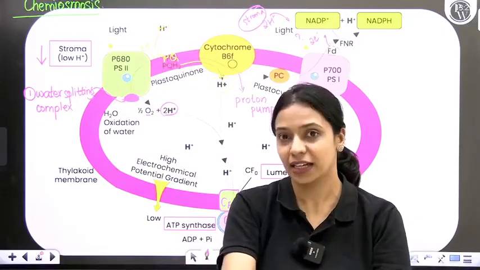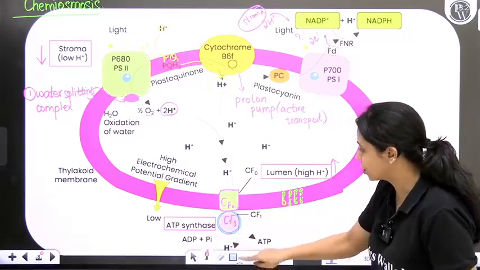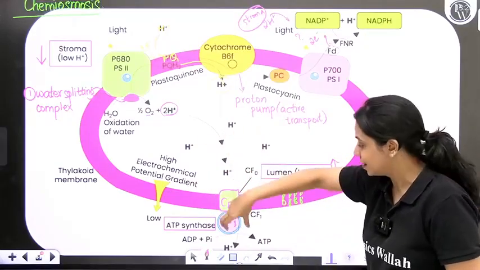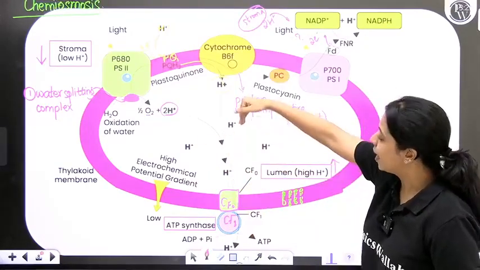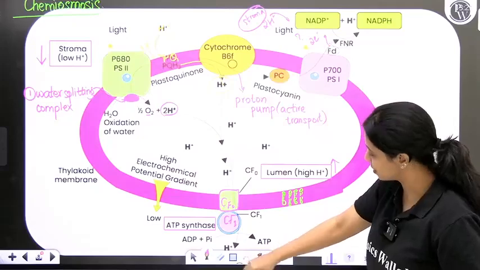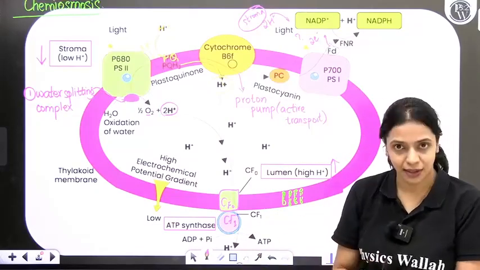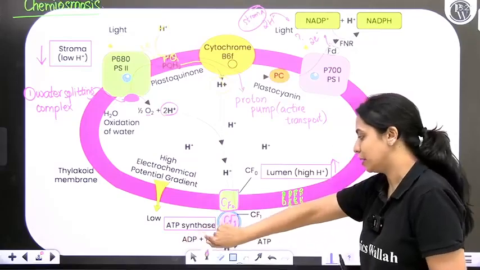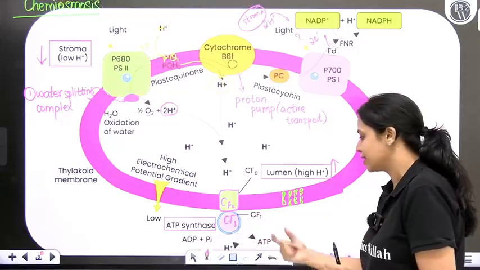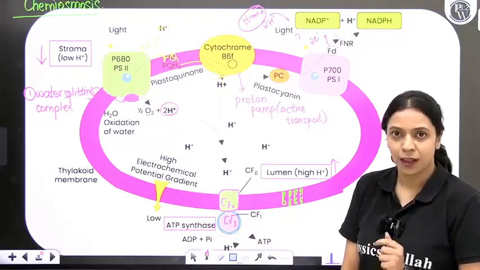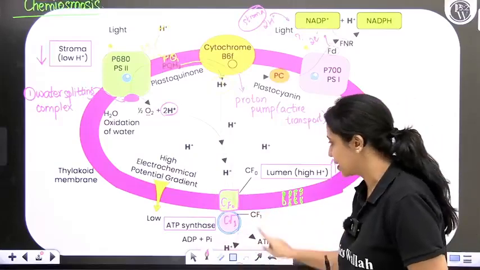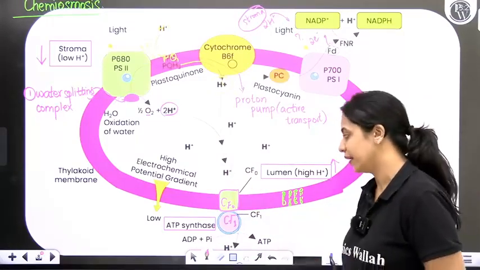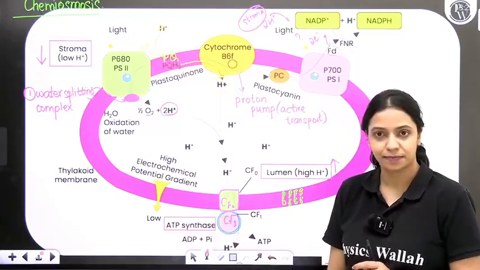Where is it releasing ATP? It's releasing ATP into the stroma. Look at how this is oriented. The head is not present towards the lumen. The head is present towards the stroma. As the protons are moving through this, that will generate sufficient energy for this ATP synthase head to combine ADP and inorganic phosphate and synthesize ATP. Because this complex is involved in the synthesis of ATP, we call it ATP synthase.